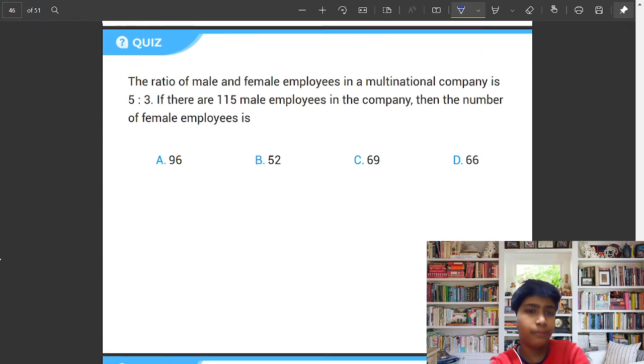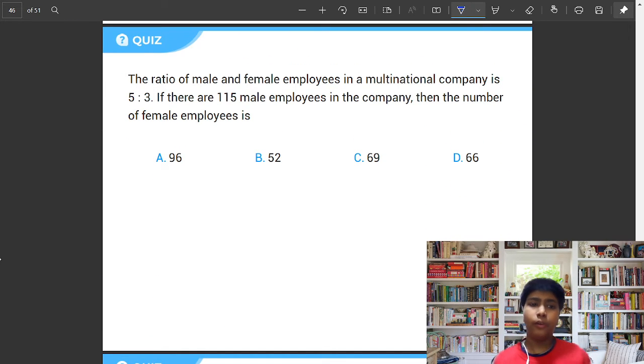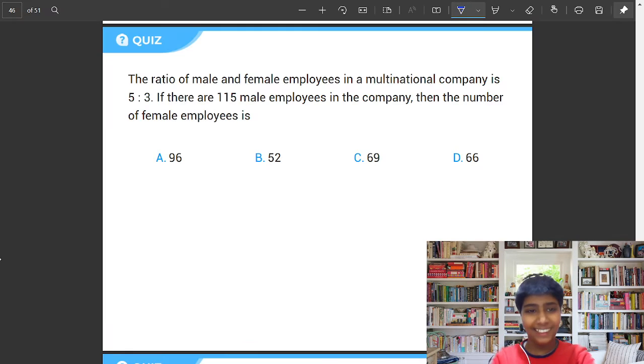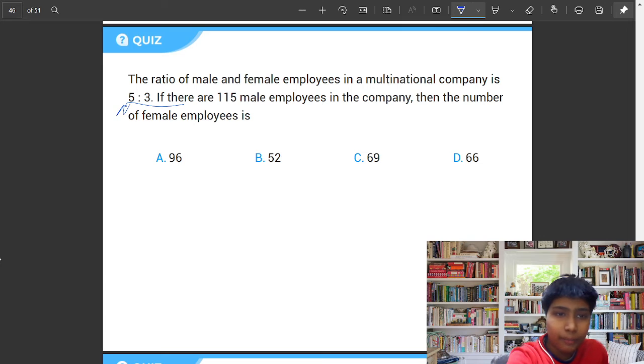The ratio of male and female employees in a multinational company is 5 to 3. This is male, this is female. If there are 115 male employees in the company, then the number of female employees is what?